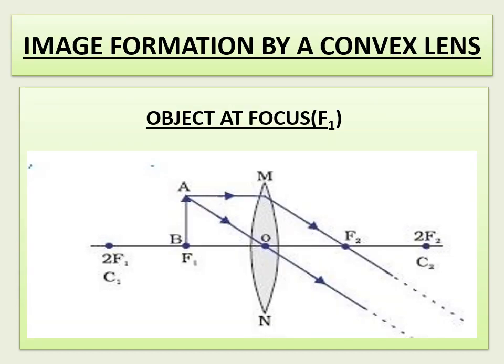Now the fifth condition is the object is at focus F1. So here, if you see, this is your lens and F1, optic center to F1 is C1, F2 to F2 is C2. Now the object is placed at F1. This is the AB. Here also we have to apply the same rules we have applied from the start. So the first rule is a ray parallel to the principal axis. After refraction, it passes through the focus. Again, this is like this.